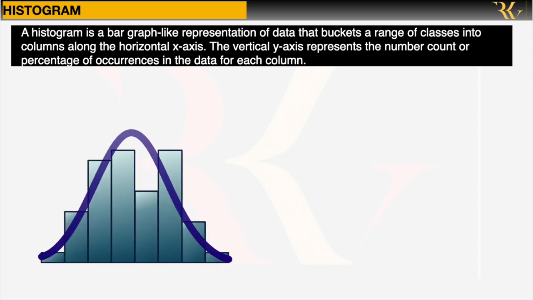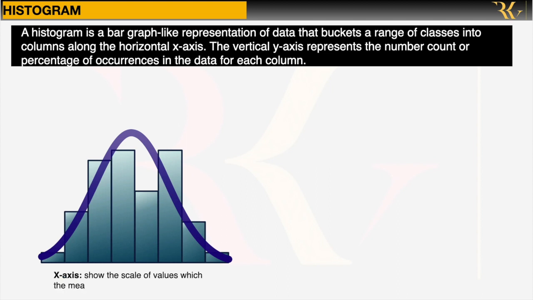A histogram is a bar graph-like representation of data that buckets a range of classes into columns along the horizontal x-axis. The vertical y-axis represents the number count or percentage of occurrences in the data for each column.